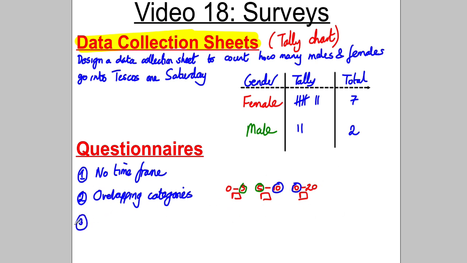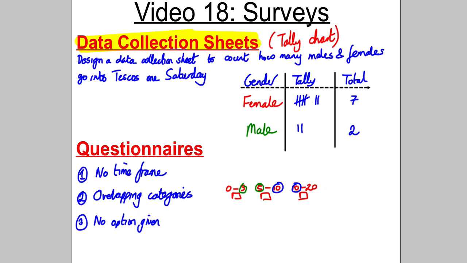And the third thing that's usually wrong with questionnaires is no option given for something. For example here, what if I read 40 books? There's no option to tick there. So no option given, that's usually the third thing.